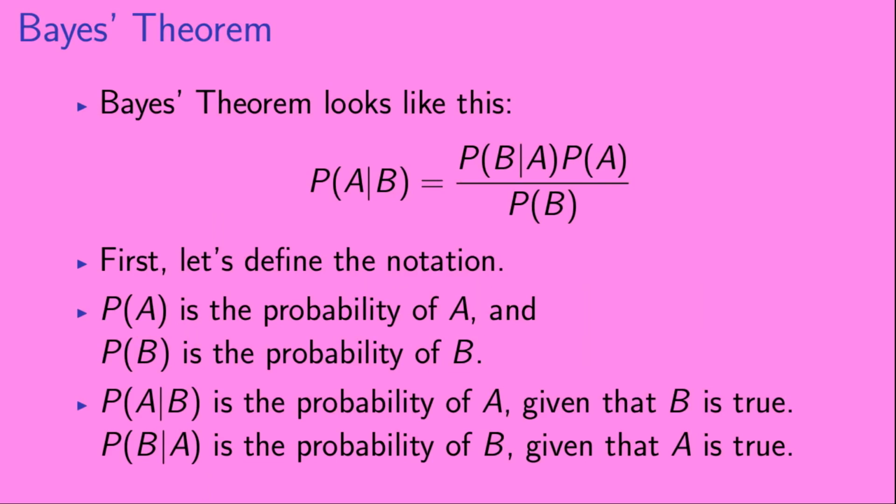So Bayes' theorem looks like this. It says P of A given B equals P of B given A times P of A divided by P of B. So let's define that notation. P of A is the probability of A, and P of B is the probability of B. P of A given B is the probability of A given that B is true, and P of B given A is the probability of B given that A is true.